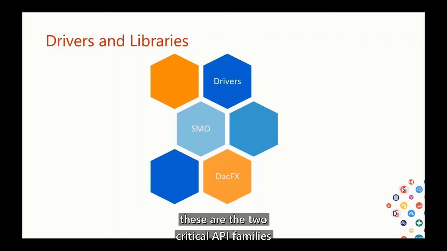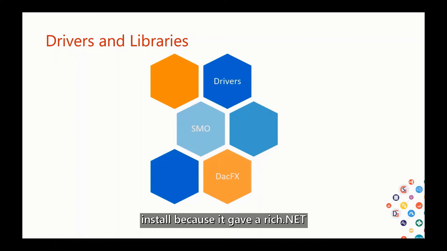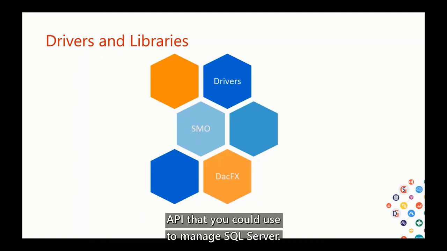And SMO, most folks have probably heard of SMO. I know that some people even used to take the SMO libraries out of either the SSMS or the SQL install, because it gave a rich .NET API that you could use to manage SQL Server. And that's the asset that we saw it as well. And what we've done in recent times is take that and make it its own first-class NuGet package.